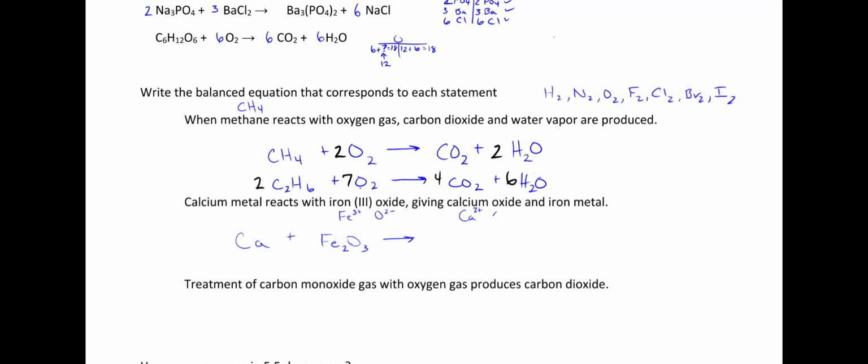Oxide is in group 6A. It only makes a 2 minus ion. So if we crisscross, we'd get Ca2O2. Since these are both divisible by 2, though, we reduce that down to just CaO. If any of this is unfamiliar, go back to chapter 3, please, and review it. And then we just have iron metal, which just means iron by itself. So this is the unbalanced chemical equation.